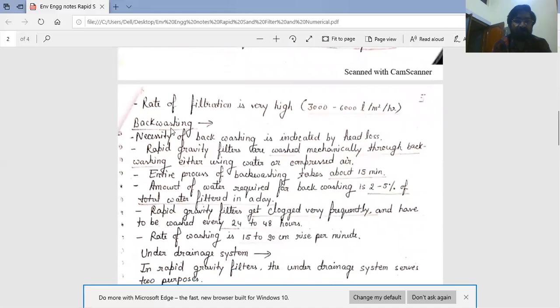And backwashing. Backwashing is necessary in rapid gravity filter. The necessity of backwashing is indicated by head loss. Rapid gravity filters are washed mechanically through backwashing, either using water or compressed air. Backwashing using water, filtered water.